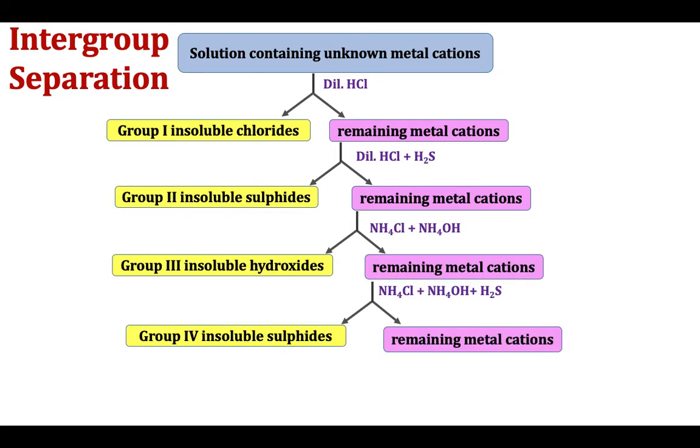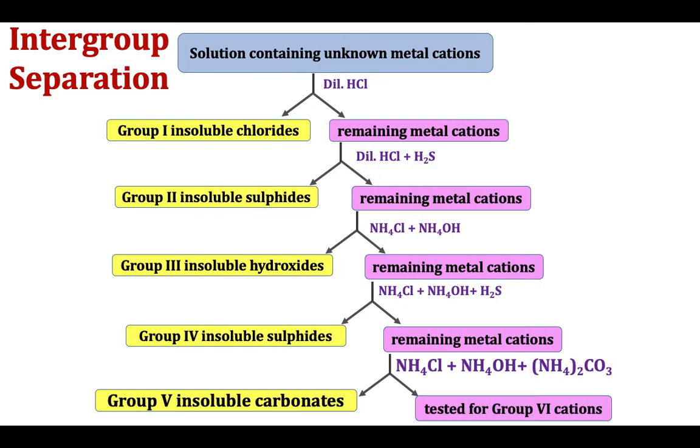The centrifugate obtained after the separation of group 4 precipitate is taken for the analysis of group 5. H2S is first boiled off and the centrifugate is concentrated. Excess of ammonium hydroxide, ammonium chloride and ammonium carbonate are added. The group 5 reagent is ammonium chloride plus ammonium hydroxide plus ammonium carbonate.